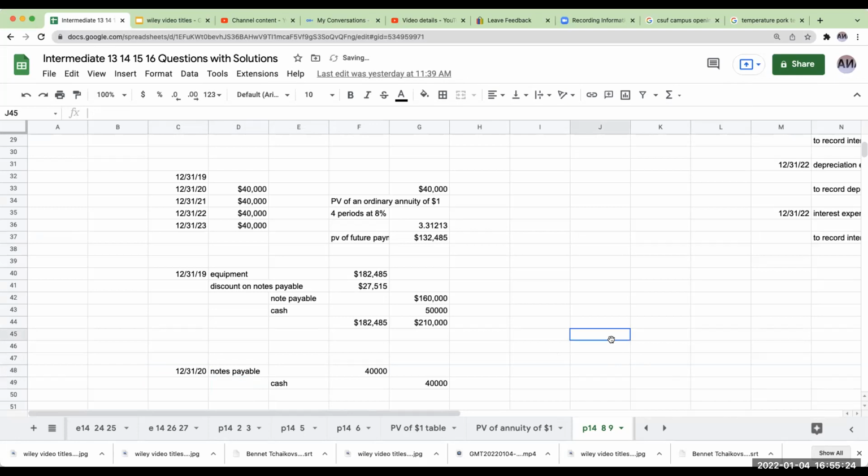But the thing we have to figure out is, what about the interest rate? So my total note payable at 12/31/20, 12/31/21, 12/31/22, and 12/31/23. Well, my note payable before, basically for my first payment here, is at 160,000. Then my discount on the note payable is right over here at 27,515. So my note payable carrying value is going to be 132,485.